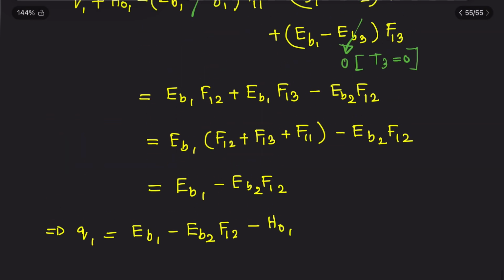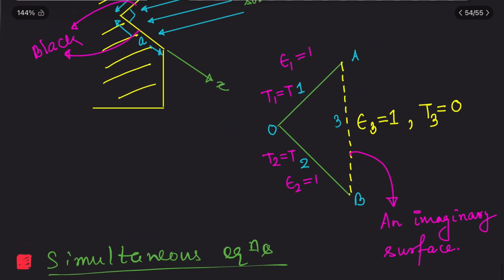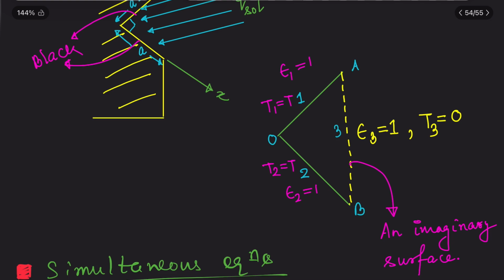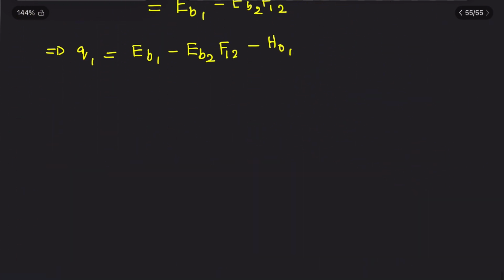From the symmetry, see here, 1 and 2 are exactly symmetric surfaces. If I had given the name 1 to this surface and 2 to this surface, then also the problem description would remain the same. So for I equal to 2, I can simply write Q2 is equal to EB2 minus EB1 F21 minus HO2.